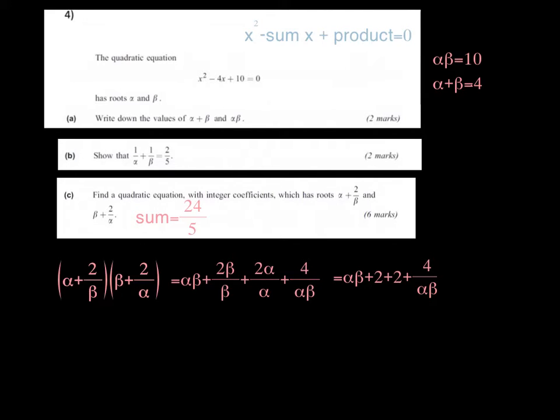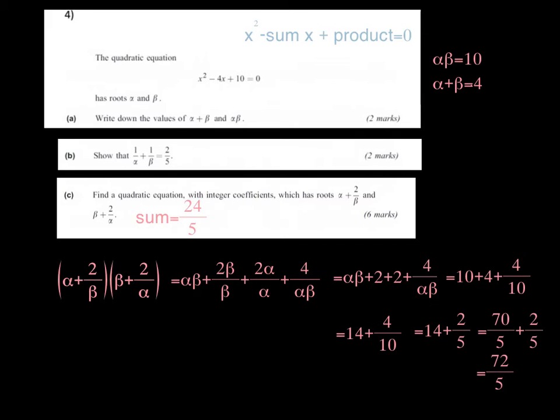Okay, so we've expanded the brackets, and then I've simplified it, so I got left with 2 beta over beta, for example, so the beta's cancelled. You can see what we've now got. We've got alpha beta, which we know the value of. We've got two numbers, which obviously are fine, and we've got 4 over alpha beta, so we can simply sub in our values.